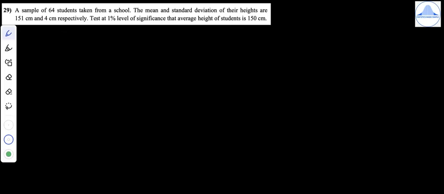So start the problem now. Let us write what is given. So given, n is equal to 64. The mean and standard deviation of their heights means the mean and standard deviation of the sample. So x bar is equal to 151. Standard deviation of the sample is denoted by s, which is equal to 4.